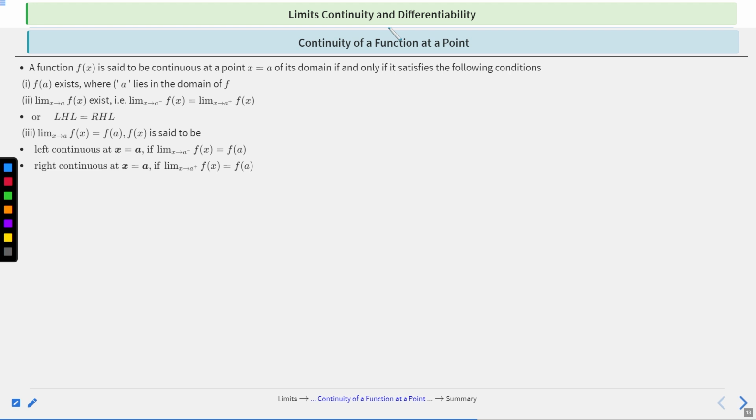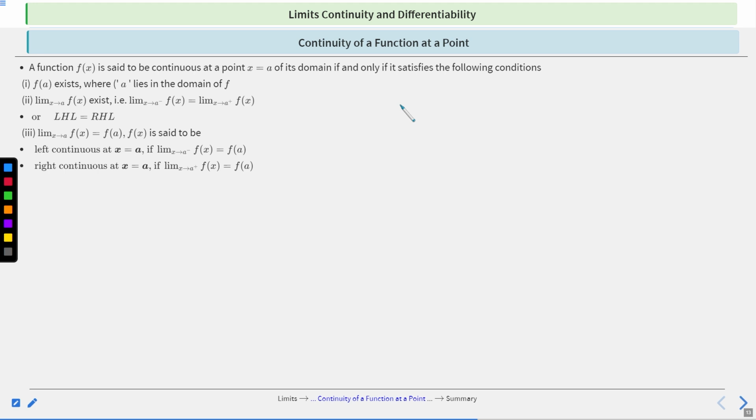Next is continuity of a function at a point. A function f(x) is said to be continuous at a point x = a of its domain if and only if it satisfies the following conditions. First, f(a) exists, where a lies in the domain of f. Second, limit x tending to a of f(x) exists, that is, limit x tending to a⁻ f(x) is equal to limit x tending to a⁺ f(x), right? Or left hand limit is equal to right hand limit. Third, limit x tending to a of f(x) is equal to f(a).